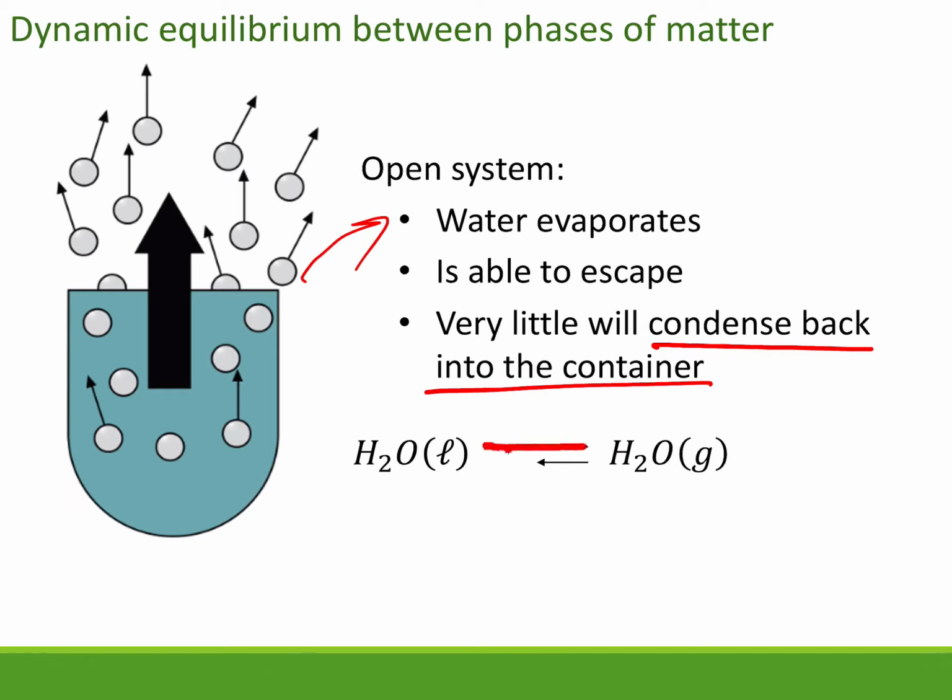Well, we say that H2O, it should really be a half arrow, much bigger arrow to the right. So I'm telling you, I'm getting lots of the gas. Very little of it is becoming water again inside the same system. Okay, it may condense somewhere along the line, but just not in the system.